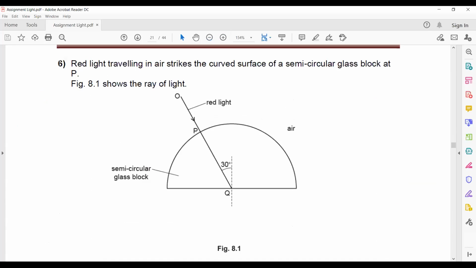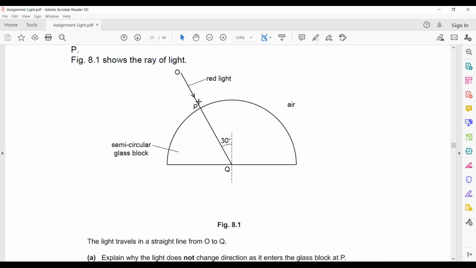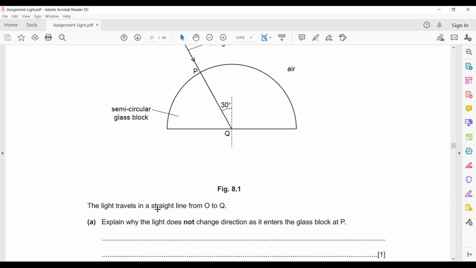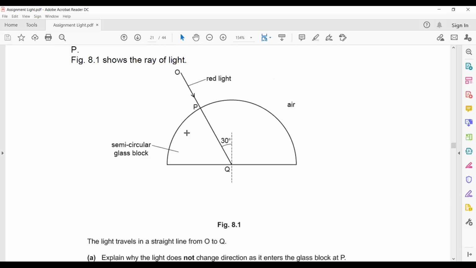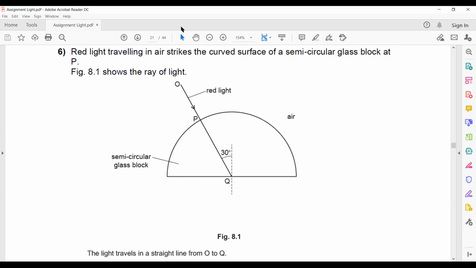So in the question, red light traveling in air strikes the surface of a semicircular glass block at P. Figure 8.1 shows a ray of red light passing. The light travels in a straight line from O to P, O to Q, sorry, which means it does not change direction, it goes straight.